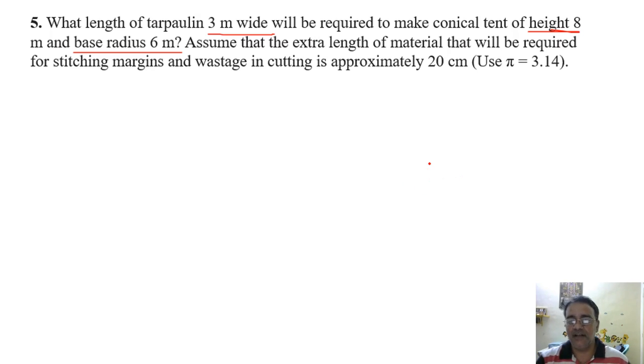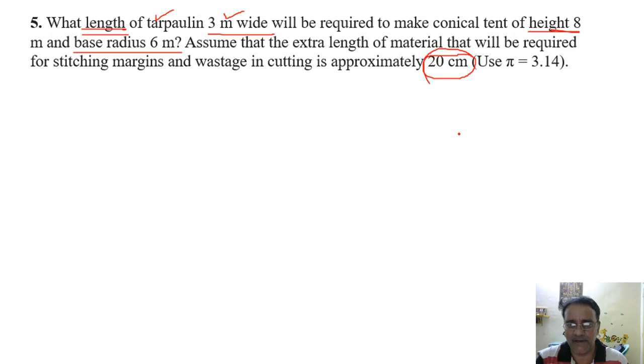Okay, now whatever structure you make with the help of any cloth, either tarpaulin or whatever it may be, when you go to the market, the cloth will be in the form of a rectangle. So the tarpaulin from which we are making the conical tent is in the form of a rectangle and its breadth is given. 3 meter wide means its breadth is given and we have to find the length. So very easy. The waste is also given here.